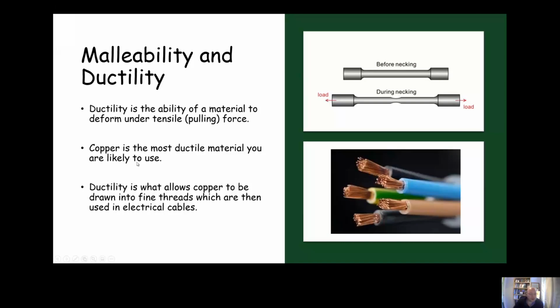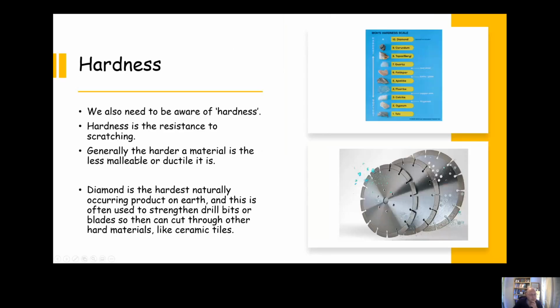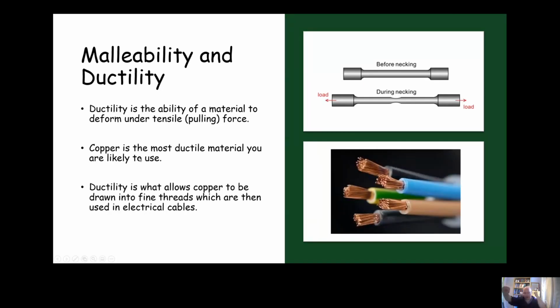We're going to talk about ductility now. Essentially, ductility is when materials suffer plastic deformation. They change shape under a tensile load, which is a pulling load. And copper is the most ductile material that we need to be aware of. The prime example of that is when we get all these tiny, fine, thin threads of wire, which then get put together to create cables. That's a result of the ductility of copper. It's a very ductile material. It can be drawn out into threads by pulling.